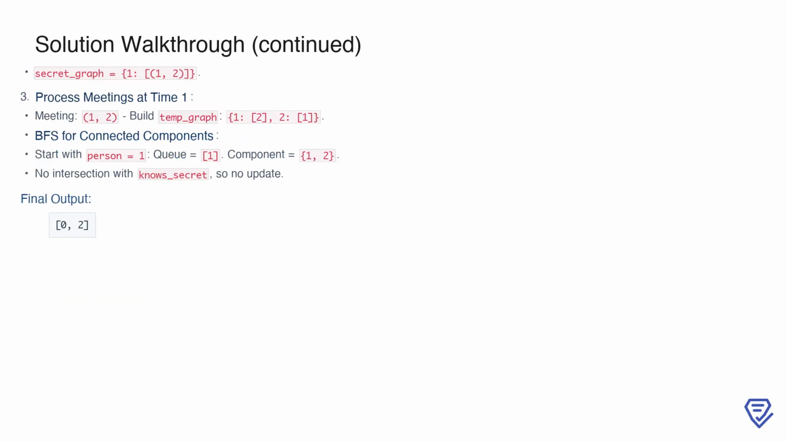At time 1, the temporary graph for the meeting between persons 1 and 2 is 1, 2, 2, 1. Using BFS starting from person 1, we find the connected component 1, 2. However, since neither person 1 nor person 2 intersects with the knows_secret set, the secret does not propagate further. Thus, the knows_secret set remains 0, 2, and the final output is 0, 2.